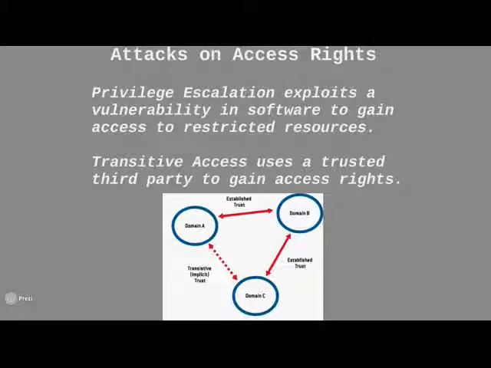And transitive access is basically an attack that involves using a third party, which is trusted, to gain access rights. Attackers can exploit the confusing nature of transitive access to gain access to restricted resources.